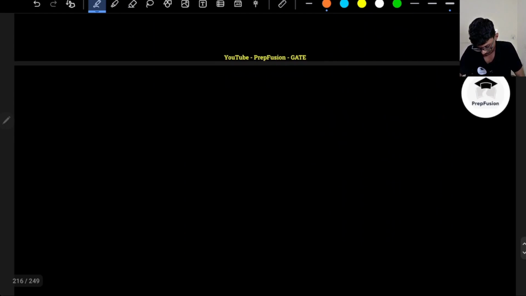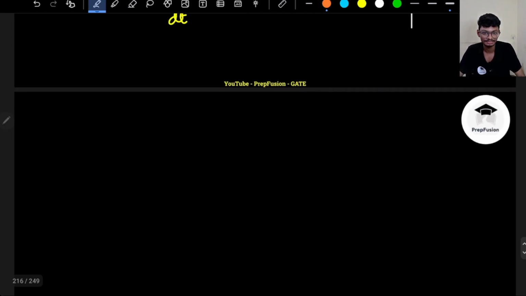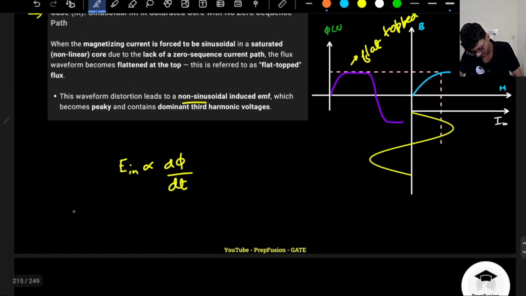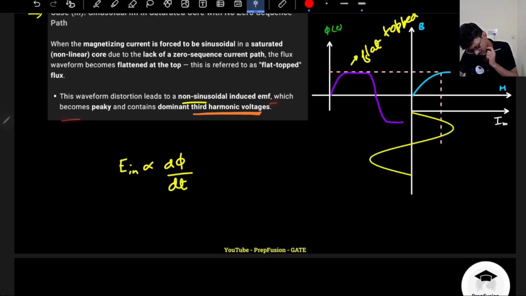Okay, so these are the things that you need to keep in mind basically. Here my induced EMF will contain third harmonic voltages, which becomes peaky in nature and contains a dominant third harmonic.